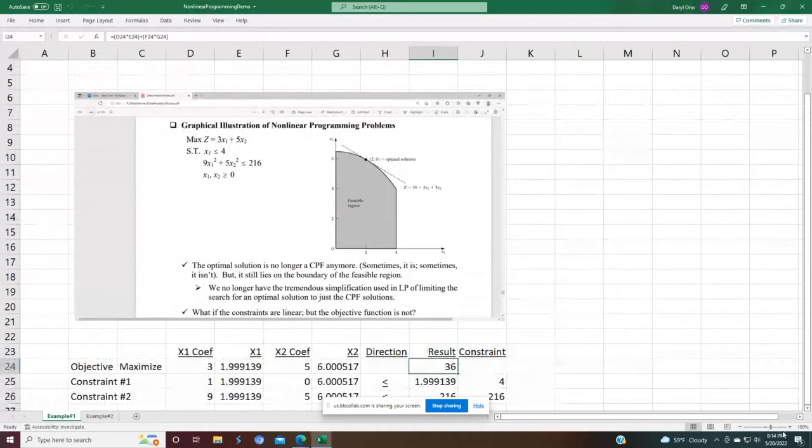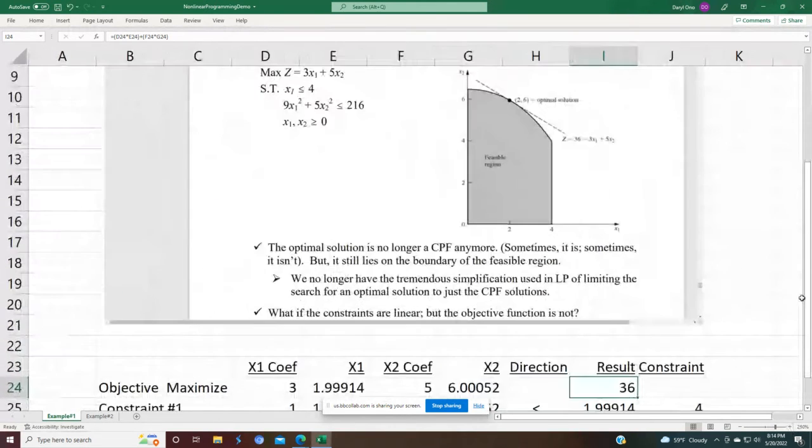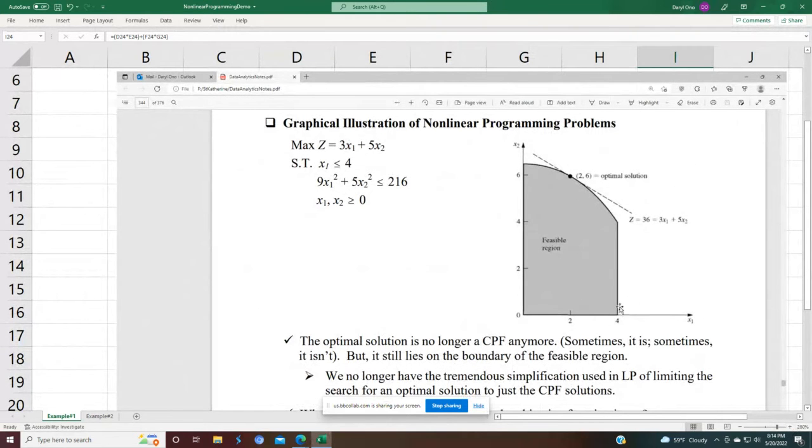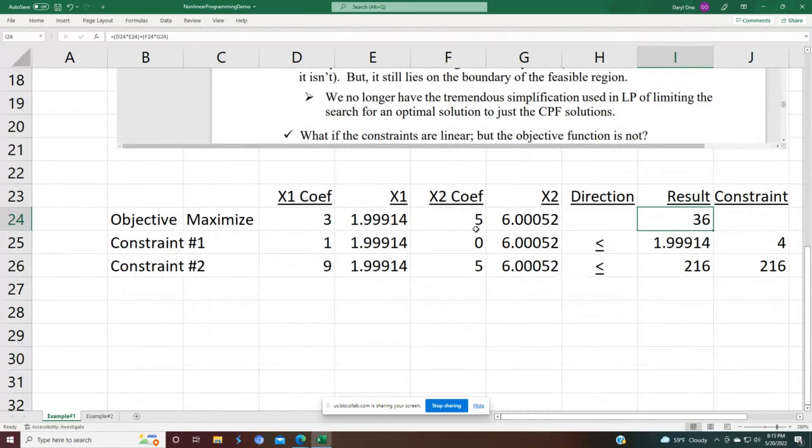So let's look at the original problem. Let me make this a little bit bigger. So we have X1 is equal to 2, X2 is equal to 6, and the value of the objective function is equal to 36. And you can see then in the original problem, in the graph, right here, they're showing the optimal solution. X1 is equal to 2, X2 is equal to 6. That's what we got down here. We were able to replicate those results. And we see right here that the value of the objective function is 36.